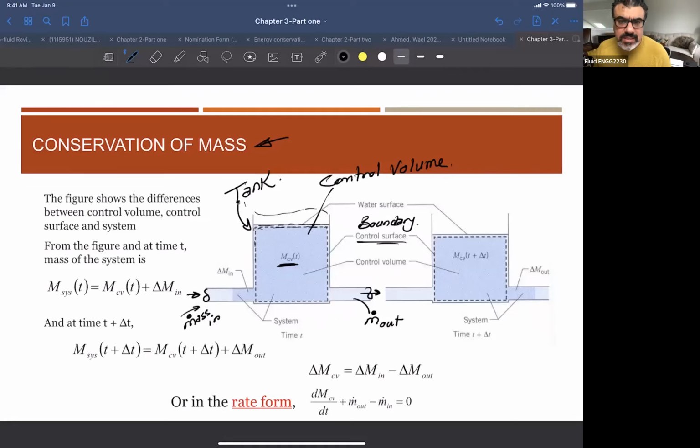But at any time t, at a certain time t, this mass is that much, right? Maybe after 1 second, 2 seconds, this mass might change. So that's why we put it as the mass of the control volume at time t.